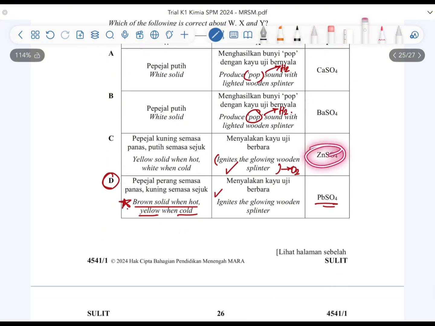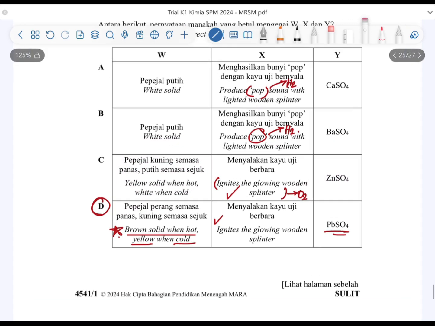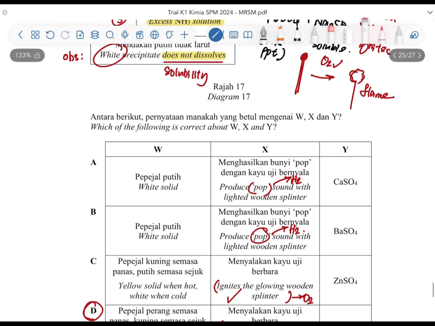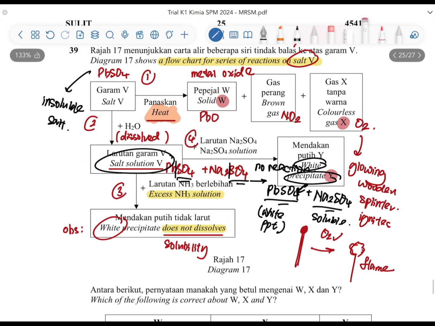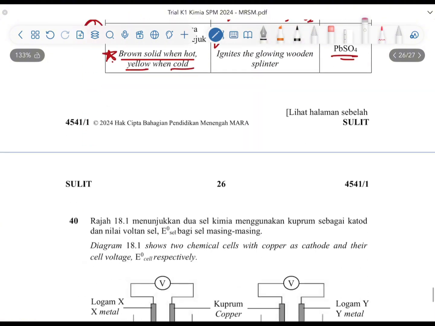Okay. For the zinc sulfate, it will have another set of questions. Okay, let's say if we use the zinc sulfate as the salt V. So when this reaction has gone through, right? Zinc sulfate is soluble in water, so this is not valid for it. So this white precipitate Y is not valid for the option zinc sulfate. So our answer will be D.